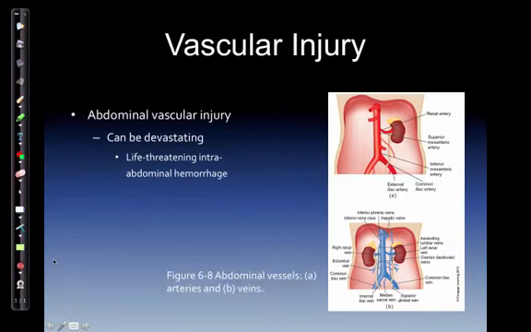Vascular injuries. The abdominal vascular injuries can be devastating and essentially generate a life-threatening abdominal hemorrhage. Examples of this would be the renal artery, the aorta, and also the inferior vena cava.